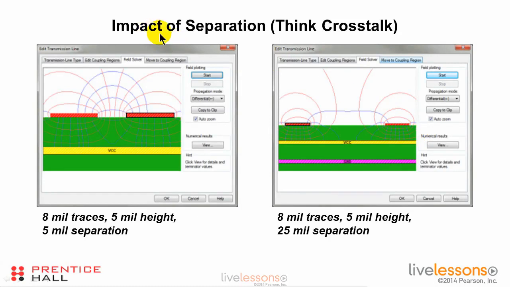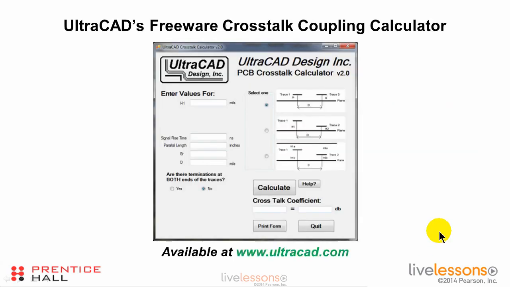Now, remember back when we showed the electromagnetic fields and the impact of separation? Well, if the traces are close together, there's a lot of coupling. If the traces are far apart, there's a lot less coupling. Now, we knew that intuitively, but this shows why that is the case.